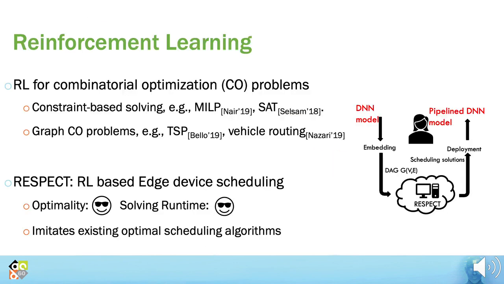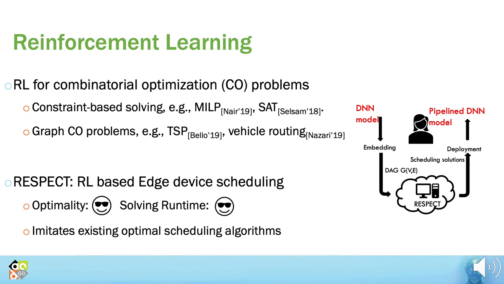Reinforcement learning, or RL, has seen application across various classical combinatorial fields, including constraint-based solving, planning, and hardware design automation. Now, scheduling DNN models on edge devices, which is a classical combinatorial problem, also presents an opportunity for RL application. Why RL? Well, RL methods can effectively imitate the behavior of exact methods, but with significantly reduced inference runtime, making it a suitable choice for our scheduling method.